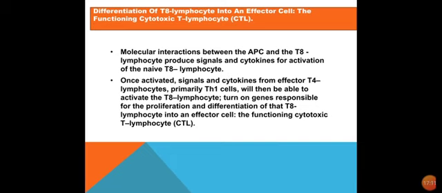Differentiation of T8 lymphocyte into an effector cell, the functioning cytotoxic T lymphocyte. Molecular interaction between the antigen-presenting cells and the T8 lymphocyte produces signals and cytokines for activation of naive T8 lymphocytes. Once activated, signals and cytokines from effector T4 lymphocytes, primarily T helper 1 cells, will then be able to activate T8 lymphocytes, turning on genes responsible for the proliferation and differentiation of the T8 lymphocyte into an effector cell, the functioning cytotoxic T lymphocyte.